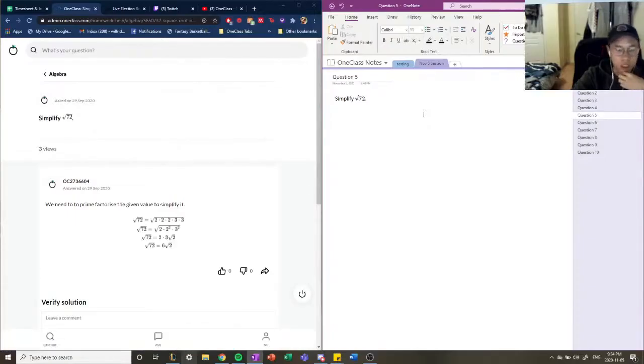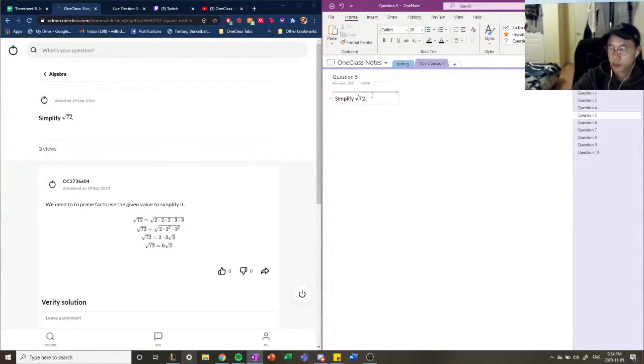Okay, so this is a rather simple question. It says simplify root 72. And whenever you're simplifying any kind of roots, you want to get it to a point where you can't find a whole number or integer root for the value.